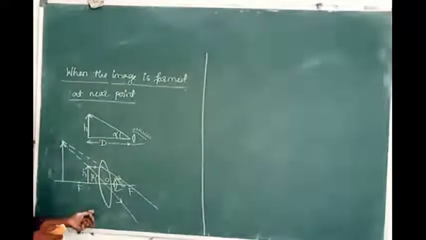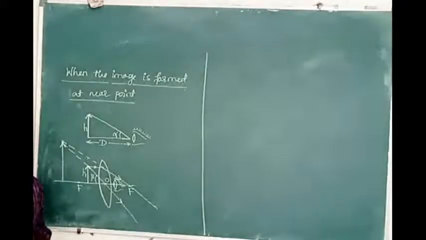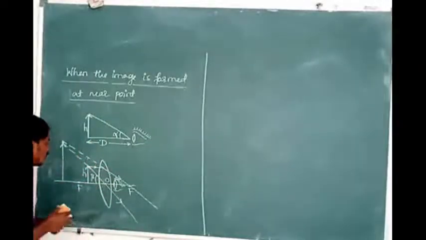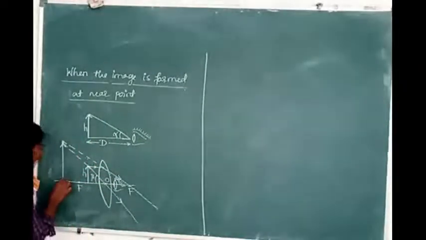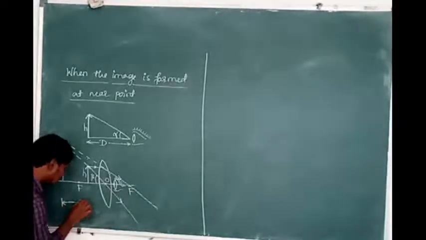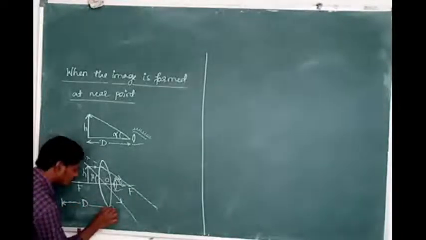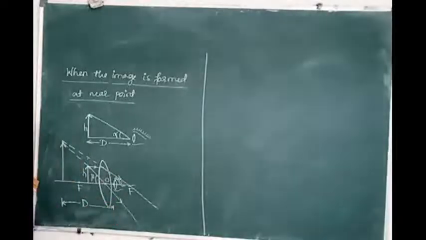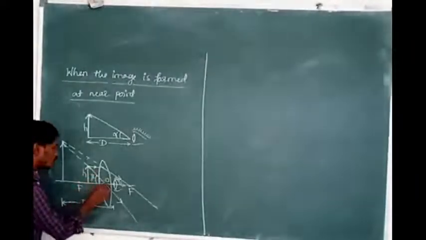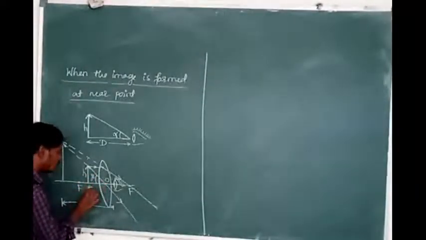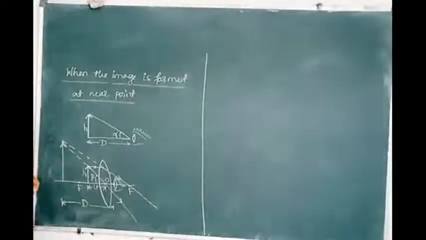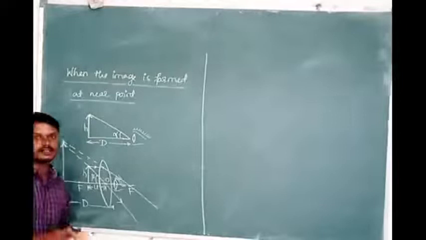So by using this concept, we are going to derive the expression for magnification produced by a simple microscope when the image is formed at near point. At which point is the image formed here? At the point called the near point, and its distance from the eye is called the least distance of distinct vision, denoted by capital D. And the distance of the object from the optical center is the object distance, denoted by u.